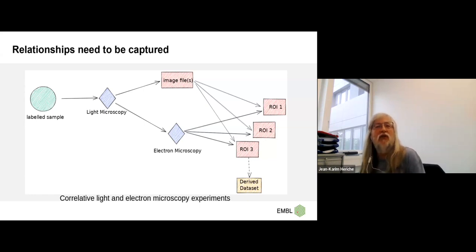And so you can capture these relationships in different ways. One way we do it is that we know that we have a sample that goes through light microscopy, and we capture the relationship from the correlative experiment by making the electron microscopy experiment derived from or linked to the light microscopy experiment. And then the regions of interest that we have defined in both cases are linked back to the original sample.